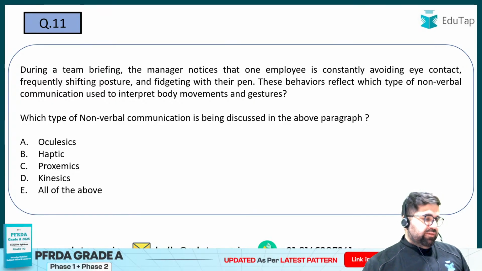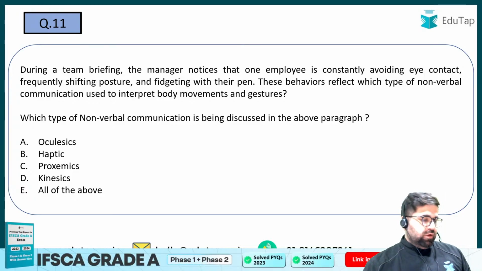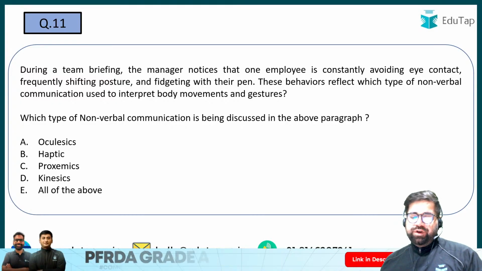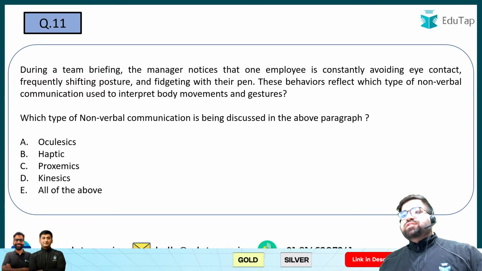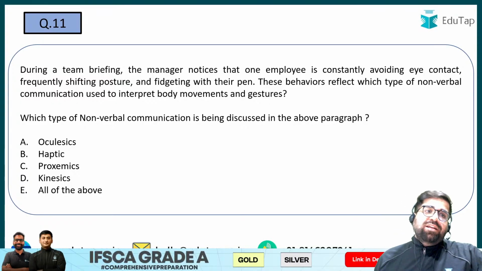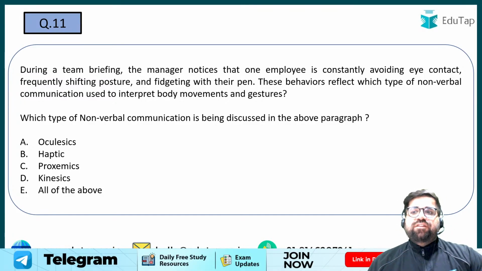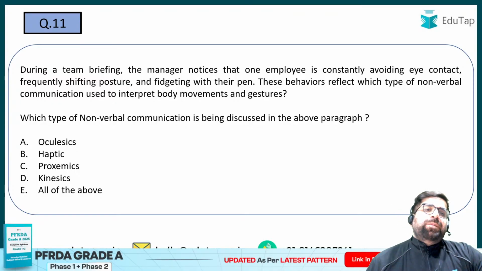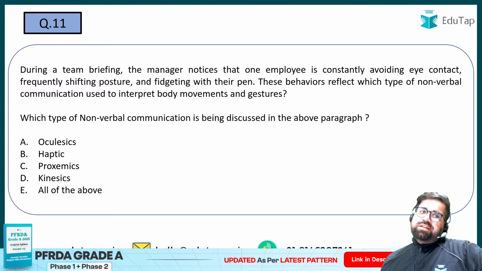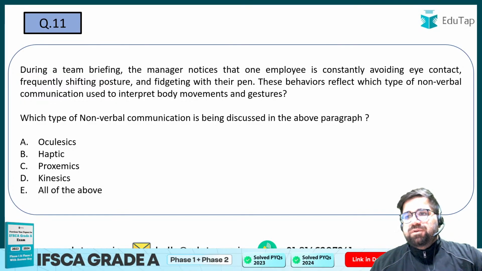Question number 11. I can see nobody was able to give the right answer for question number 10, except Aman. Good, Aman. During the team briefing, the manager notices that one employee is constantly avoiding eye contact, frequently shifting postures, and fidgeting with their pen. These behaviors reflect which type of non-verbal communication used to interpret body movements and gestures? You have to tell me which type of non-verbal communication is being discussed in the above paragraph.